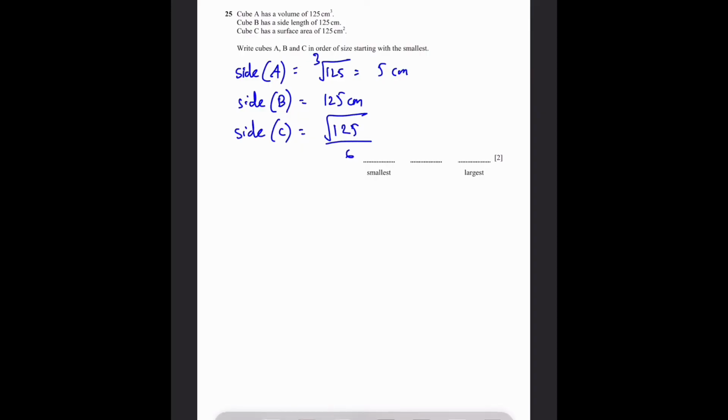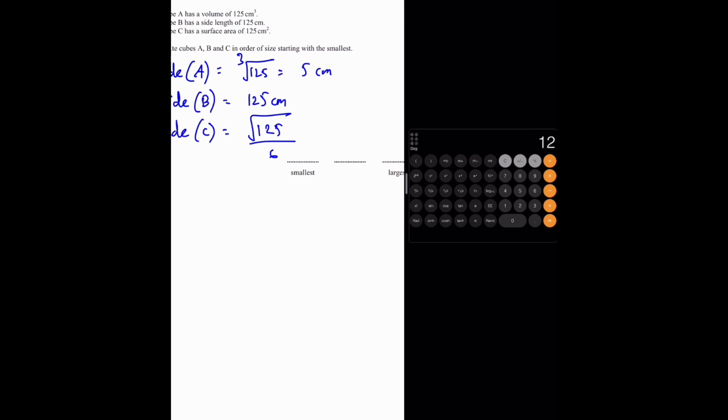Let's get our calculator out. 125 root divided by 6, which is equal to 1.8633 and goes on centimeters. So this is quite an interesting value, 1.86 centimeters.